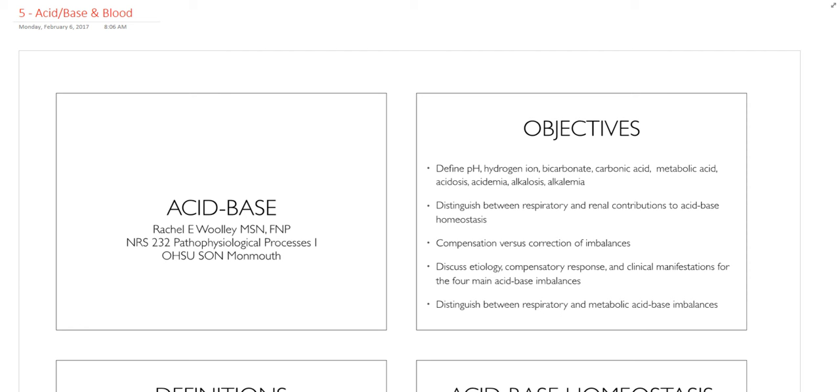Alrighty, path, week 5, acid-base balance and blood.